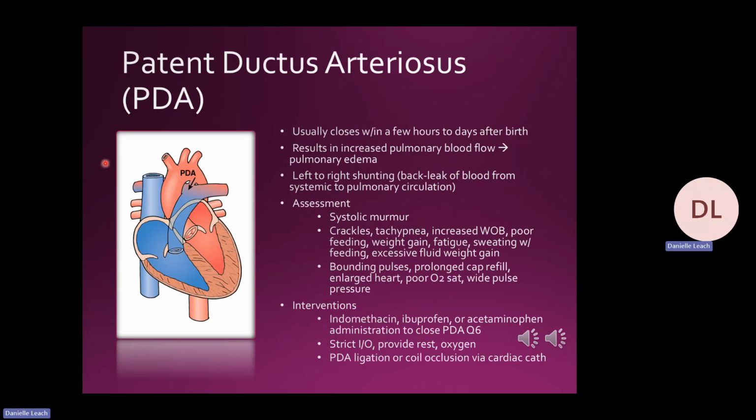So PDA is more common in premature infants. The more premature an infant is, the higher likelihood that they will have a PDA, or their ductus arteriosus will stay open. So again, they're already premature. They already may be on, say, oxygen or other support measures. And then they also have this PDA, which is also working against them. So we want to try to close it.